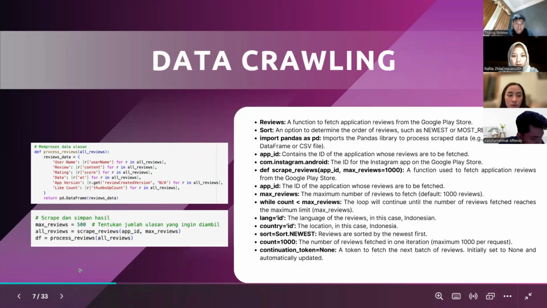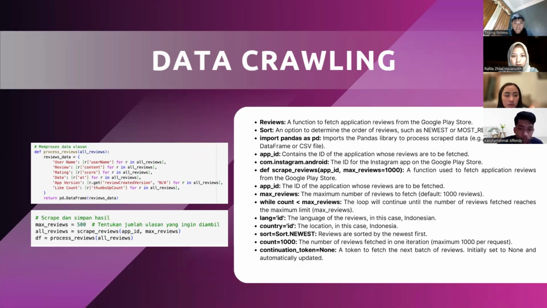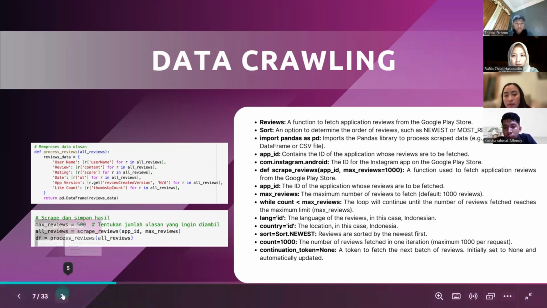We also use this code for processing the review data and to save the data that we already crawled. We crawl and search for the data that we need, and we also save it. We use several commands like reviews, sort, import pandas, app ID, and others, whose explanation you can see in our presentation.